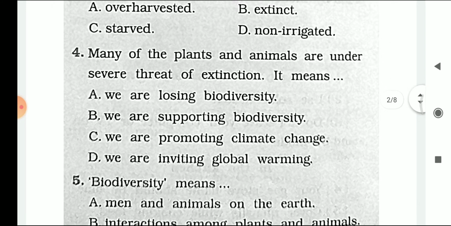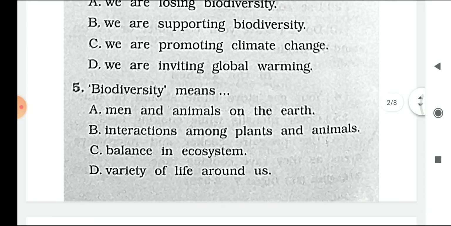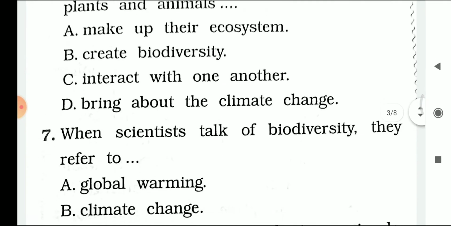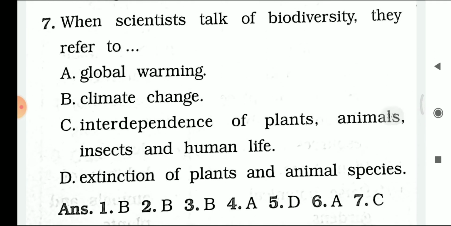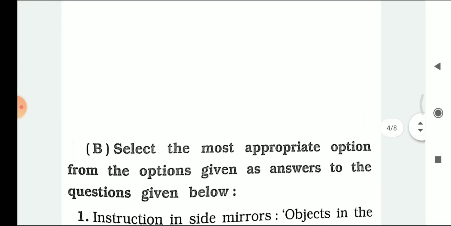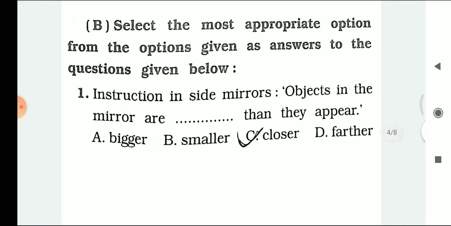The fourth one is, many of the plants and animals are under severe threat of extinction. It means we are losing biodiversity. Biodiversity means the variety of life around us. Besides, being interdependent on one another, plants and animals make up their own ecosystem. When the scientists talk about biodiversity, they refer to the interdependence of the plants, animals, insects and human life. Let's see the MCQs of chapter number 2.